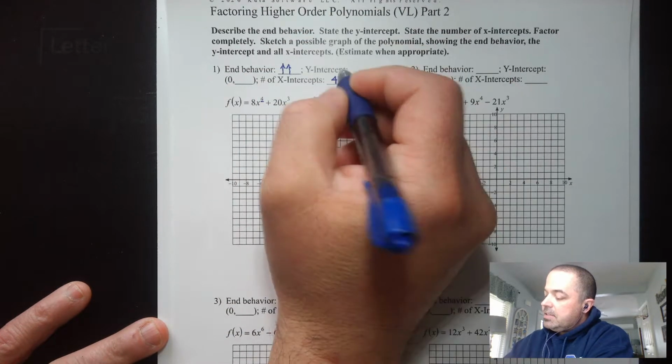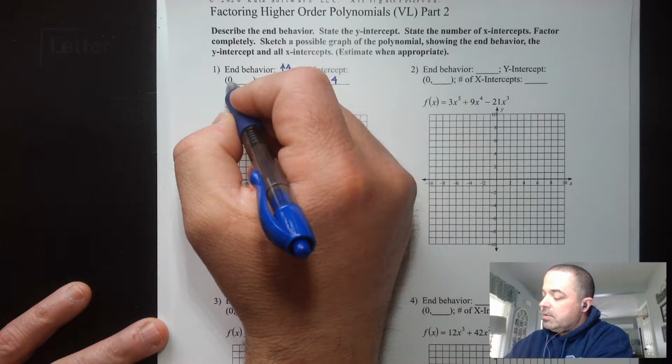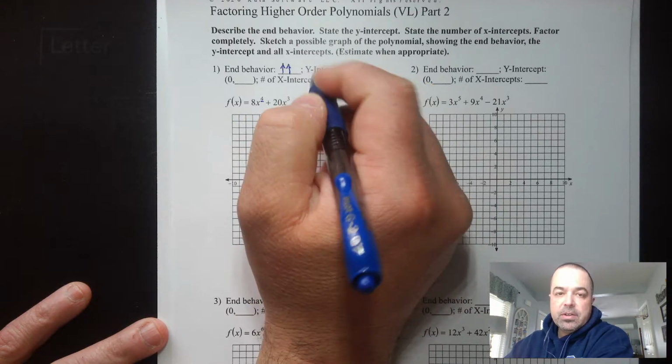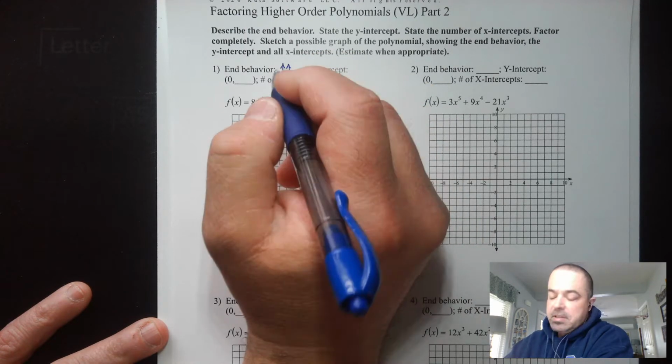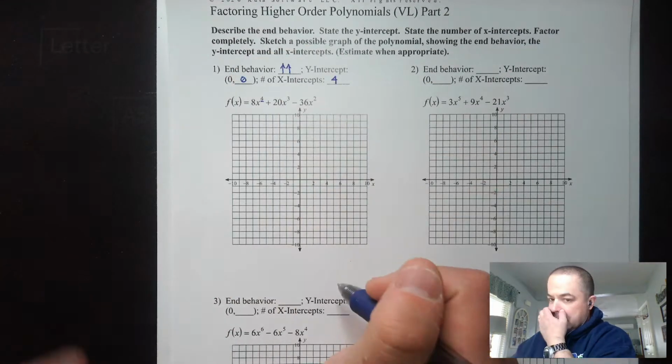And then my y-intercept, which is 0 comma something. If I plug in 0 into all of the terms here, I find out that the entire equation goes to 0. And so that means my y-intercept is 0. That saves me a little bit of time here.